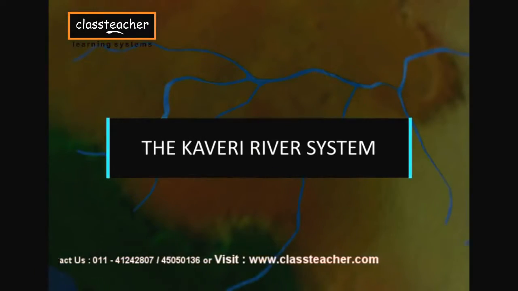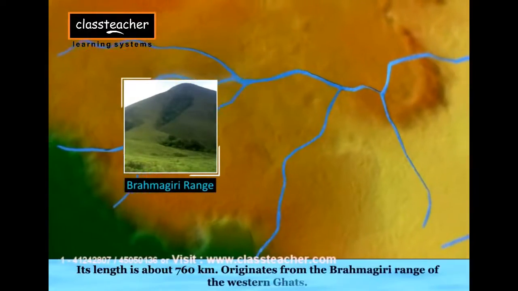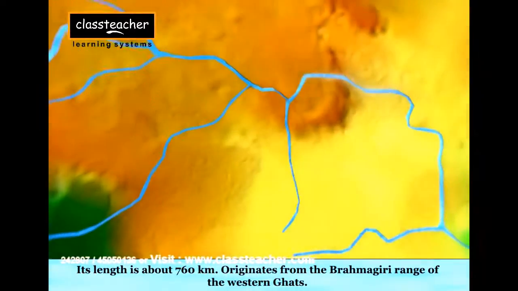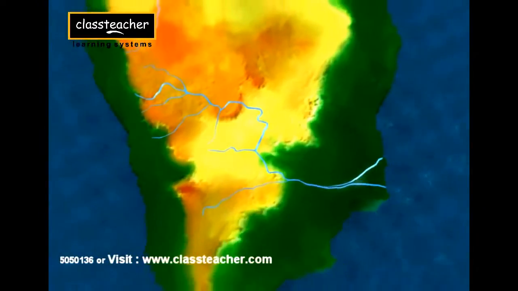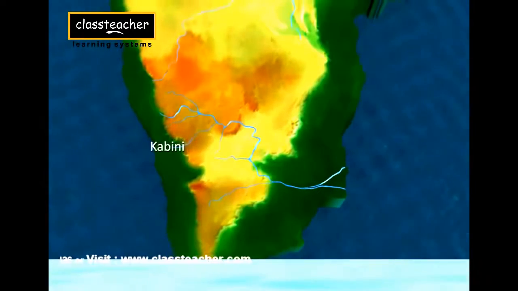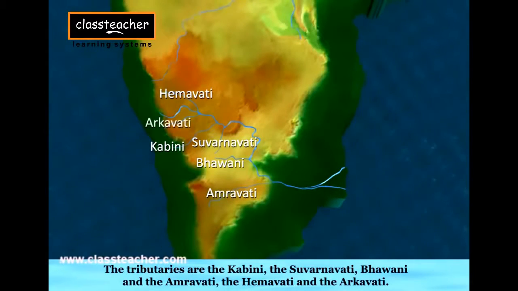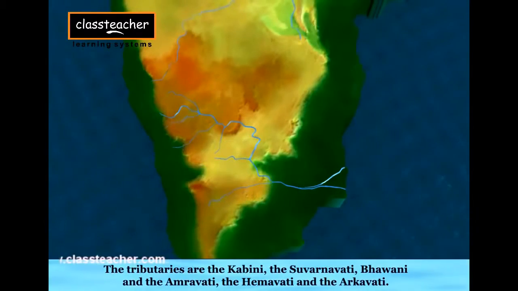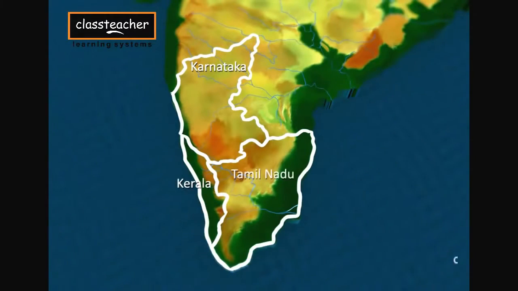The Kaveri river system. The Kaveri rises in the Brahmagiri range of the Western Ghats, flows for about 760 kilometers and reaches the Bay of Bengal. It is joined by the Kabini, the Suvarnavati, Bhavani and Amravati, the Hemavati and Arkavati. The Kaveri Basin covers parts of Karnataka, Kerala and Tamil Nadu.